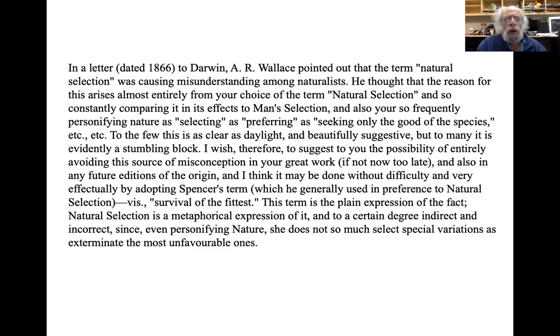Also, effectively by adopting Spencer's term, which he generally uses in preference to natural selection, survival of the fittest. This term is the plain expression of the fact. Natural selection is a metaphorical expression of it, and to a certain degree indirect and incorrect, since even personifying nature, she does not so much select special variations as exterminate the unfavorable ones.